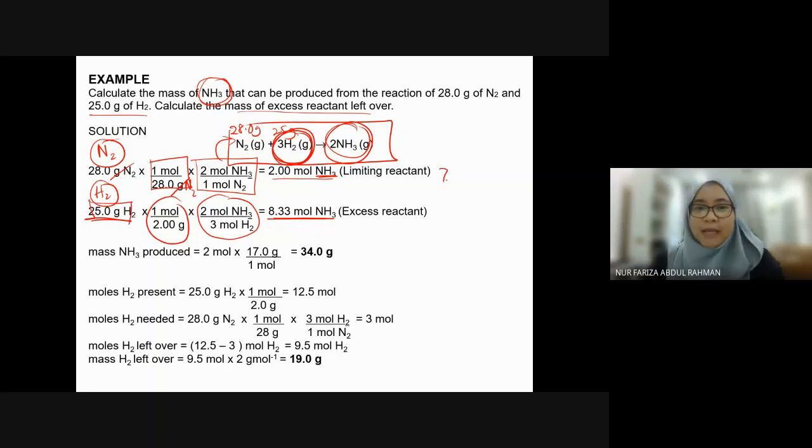Now kita compare. Kita dah ada kan dua-dua. We are going to compare the product form. Between these two product form, which one is the least amount? The least amount is the one that is produced from nitrogen. Ni paling sikit, nampak tak? 2 dengan 8.33. So mana yang paling sikit? 2 lah.